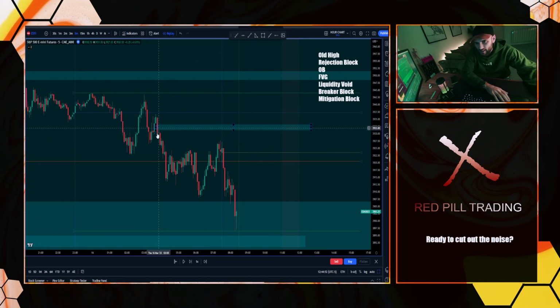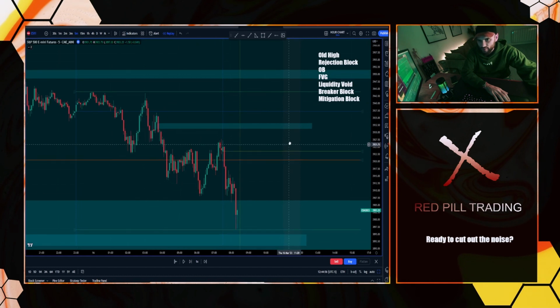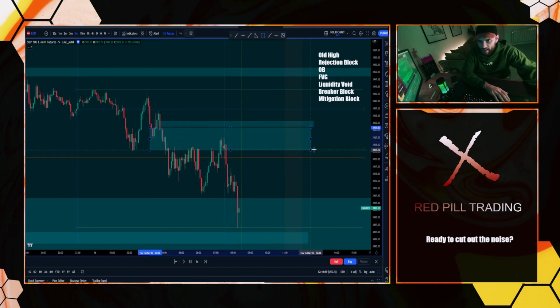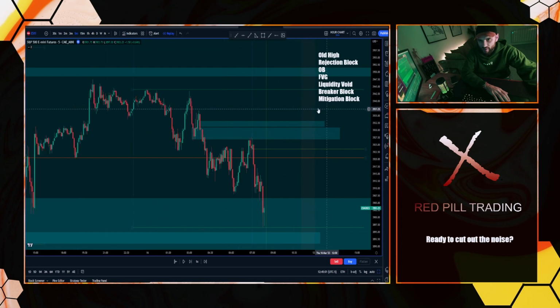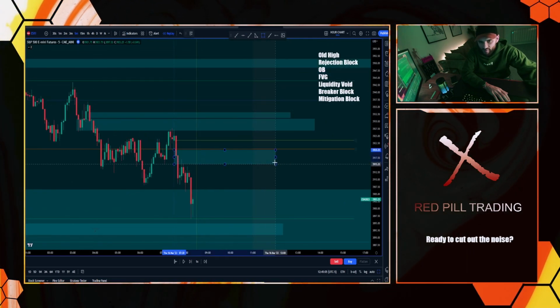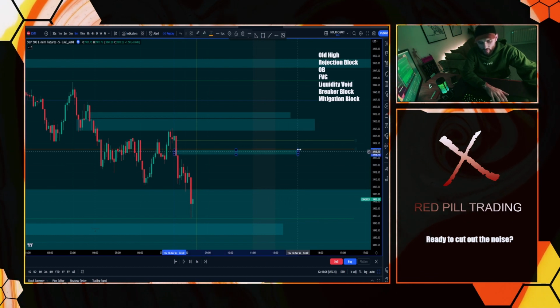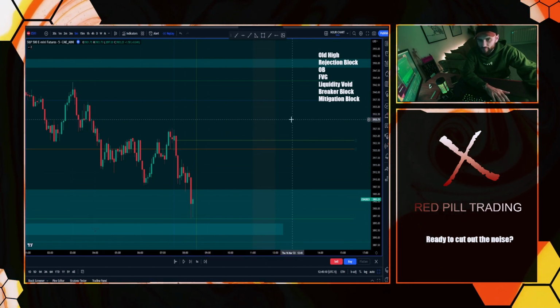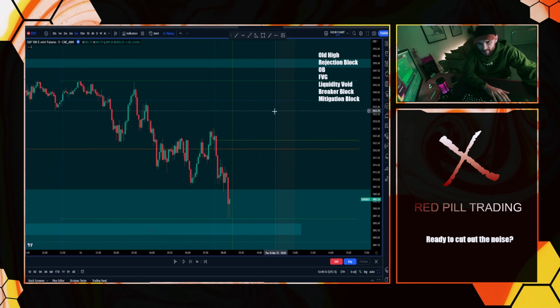So we can see we have this SIBI, sell side imbalance, buy side efficiency above this high but below this low, okay? We can also see that we have a mitigation block here, right? We can see that we have another SIBI here.